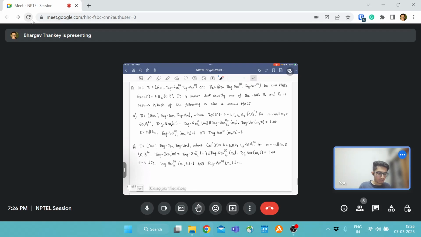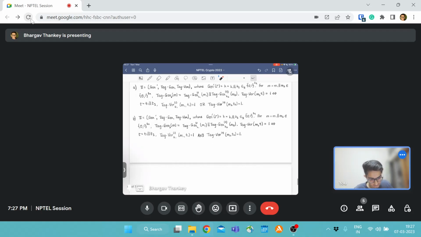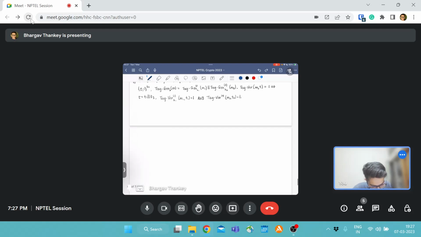Okay, so the question asks us to tell which of these is the secure MAC, right? Now suppose that we could not come up with m1 star, m2 star and t1 star, t2 star such that t1 star is a valid tag for m1 star or t2 star is a valid tag for m2 star. Suppose we could not do this. Then option A would have been a secure MAC, right? Okay, so let me write that. Suppose A is a secure MAC. Then only a computational adversary, rather any PPT algorithm.